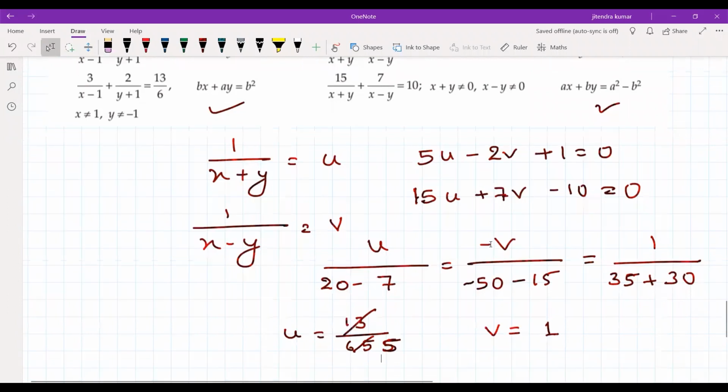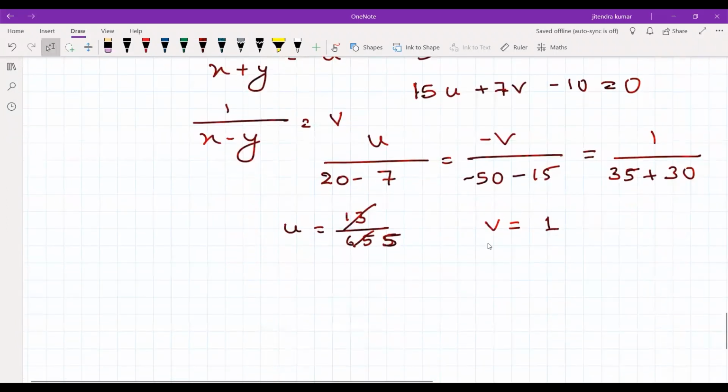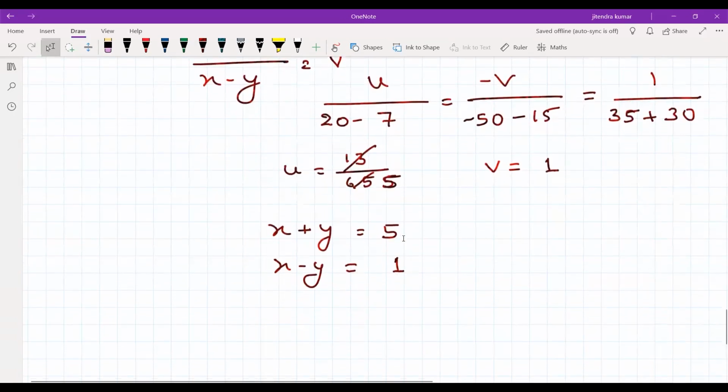Okay, so u is equal to 1 by 5. It means x plus y is equal to 5, and v is equal to 1. It means x minus y is equal to 1. So now we have again two equations in x and y. We just have to solve these two equations again.